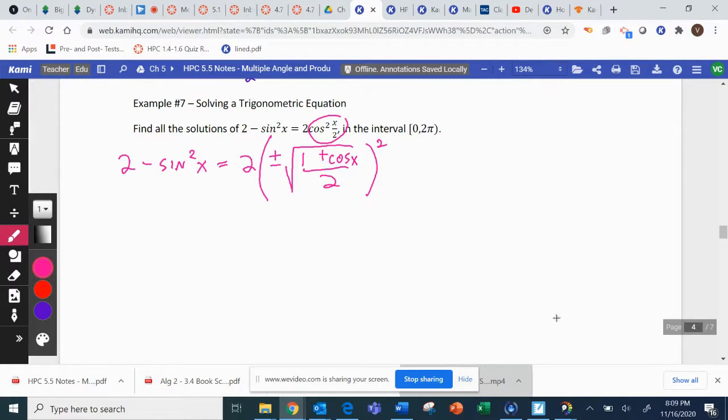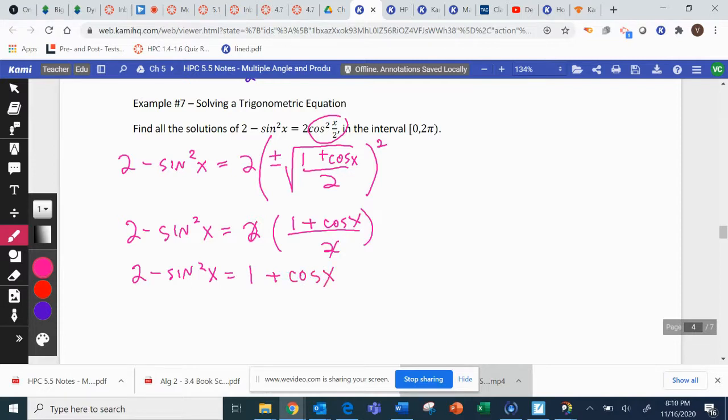So my next step would be 2 minus sine squared x equals 2, and then I'm going to square the square root. When I square it, it'll change plus or minus into just positive, and the square root will cancel out with the squared, leaving 1 plus cosine x over 2. Then we can multiply the 2, and that will cancel over here, so I get 1 plus cosine x.